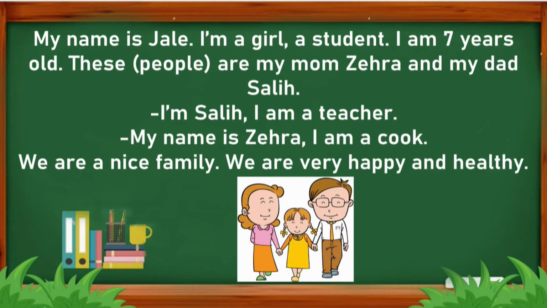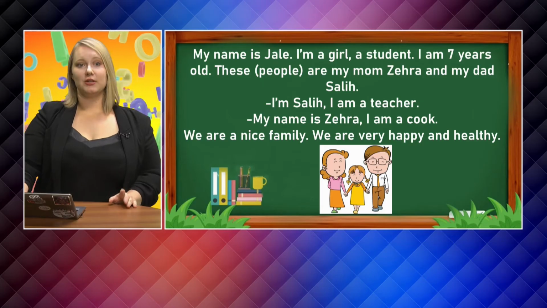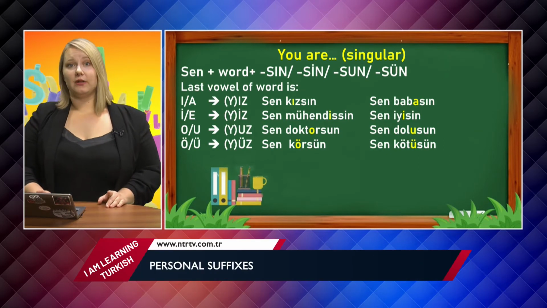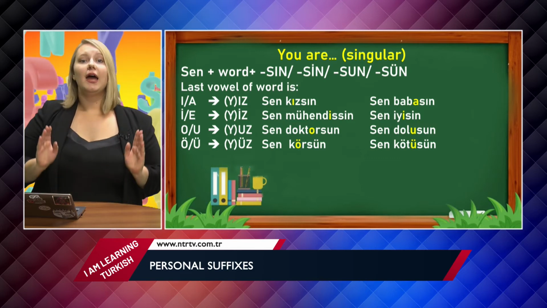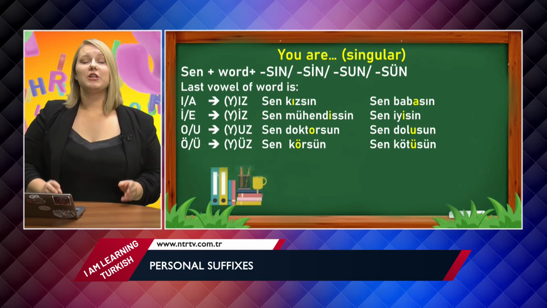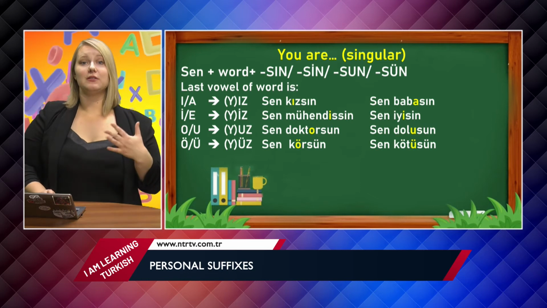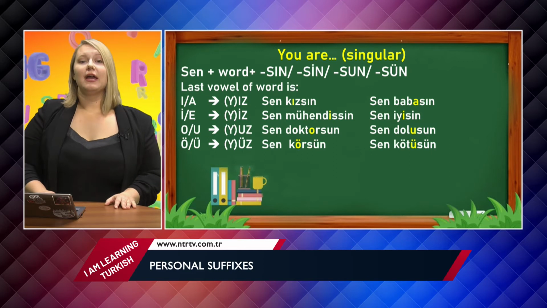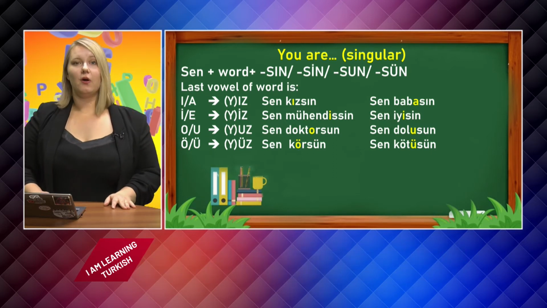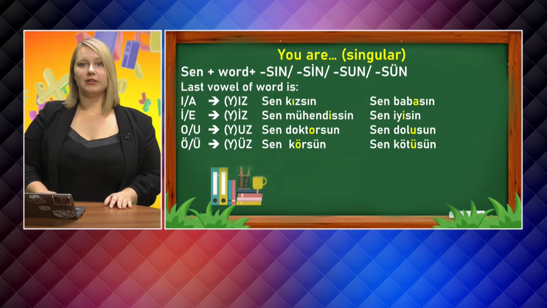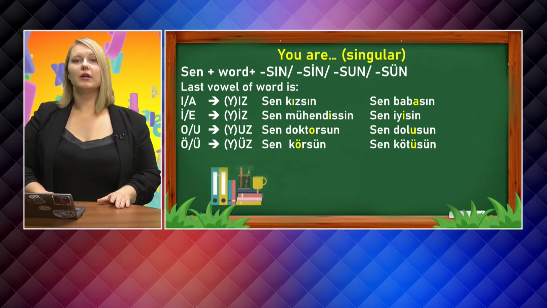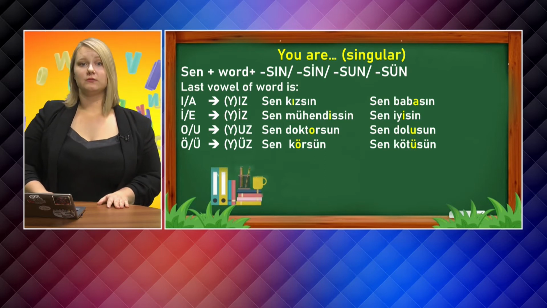Now, let's see what is happening with all this you stuff, which we have a lot in Turkish. We have 2 of them. Let's start with the singular one, which is sen. Here, we don't have so much trouble as with ben and biz, because it doesn't matter whether there is a consonant or a vowel at the end of the word. We will only add sın, sin, sun, or sün to this word.